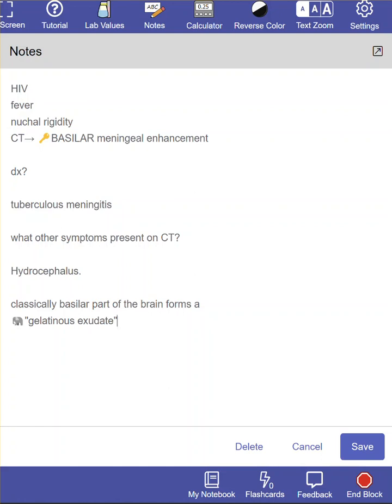So this person has a low CD4 count because they have HIV, which clues you in. This is a very big clue, HIV. And then basilar meningeal enhancement seals the deal. You should be able to diagnose after that.